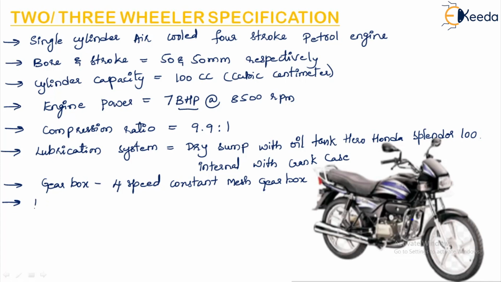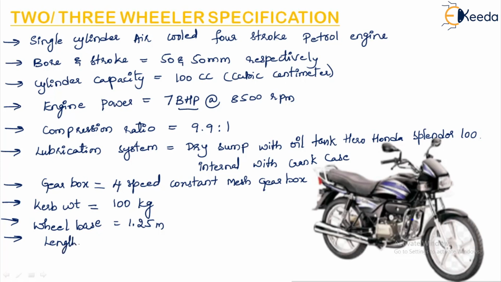Then the curb weight. So we have already discussed what the curb weight is. So the curb weight here is 100 kgs. Then the wheelbase. So all these are very important factors which have to be specified when you are specifying a vehicle. Then the length is 2 meter, height is 1 meter.